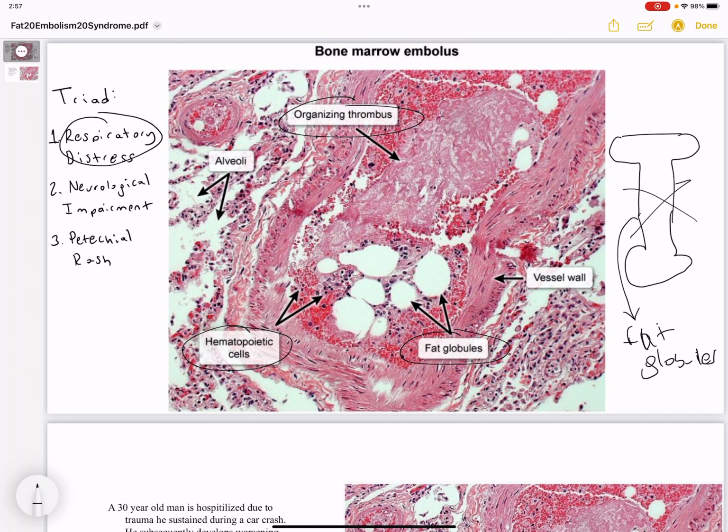Sometimes these fat globules are so small that they can pass from the lungs into the systemic circulation, where they can then travel to the brain, causing neurological impairments, then to the skin, causing a petechial rash. So this is the triad that we need to be familiar with for fat embolism syndrome: respiratory distress, neurological impairment, and petechial rash.